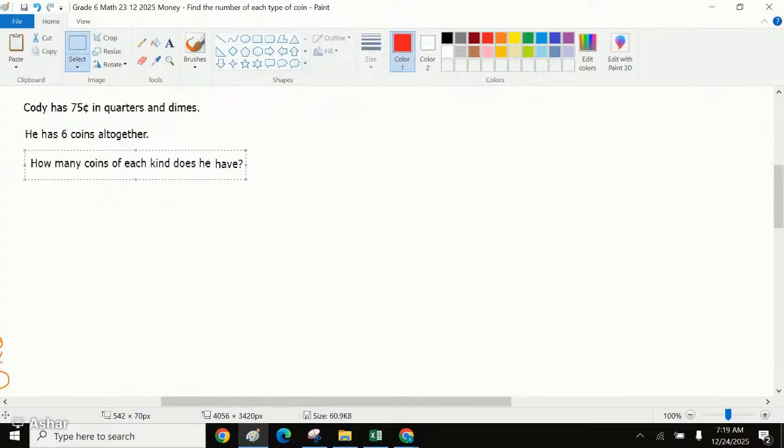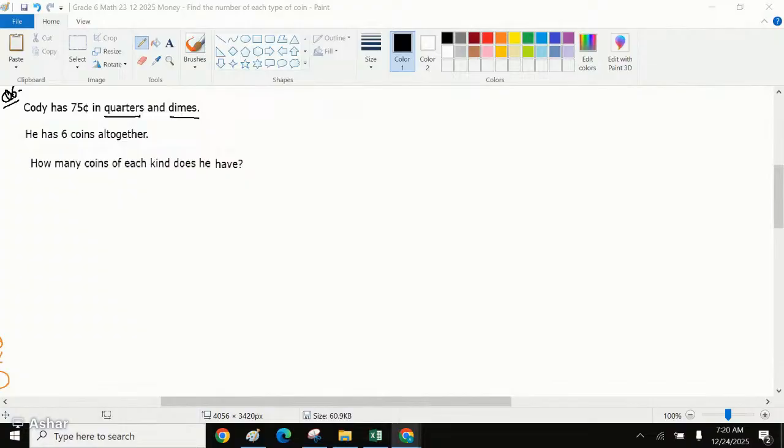Okay, so this is question number 6. Cody has 75 cents in quarters and dimes. They had just told us there are only quarters and dimes. There are no pennies or no nickels, right? So we need to see he has 6 coins altogether. This 75 needs to be broken down into 6 coins, right? How many coins of each kind does he have?